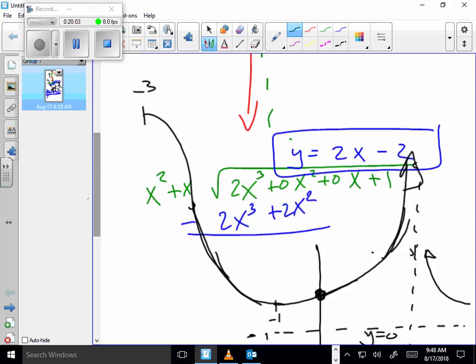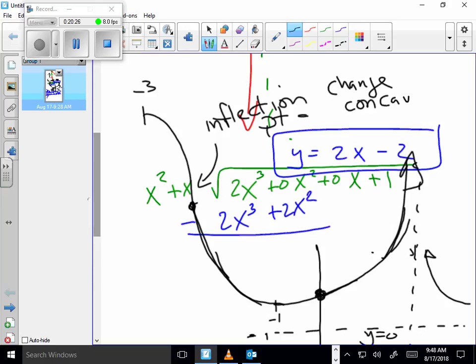We call this point where we switch from concave down to concave up an inflection point. We will spend a lot of time not just finding maxes and mins, but also inflection points where we change concavity this year.